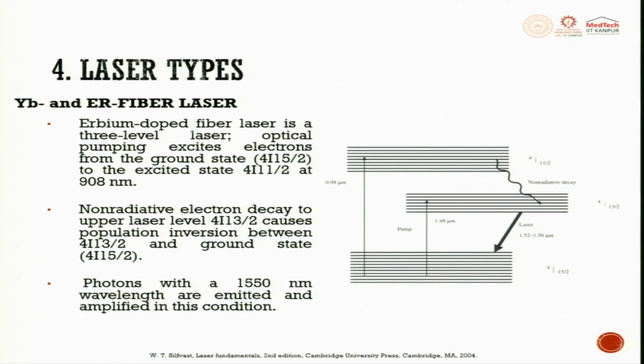The erbium doped fiber laser is a 3 level laser, which we have seen. Optical pumping excites electrons from the ground state to the excited state at 980 nanometer, and non-radiative electron decay occurs to the upper laser level of 4I13/2, causing population inversion between level 2 and the ground state. Photons with a 1550 nanometer wavelength are emitted and amplified in this condition for usage.